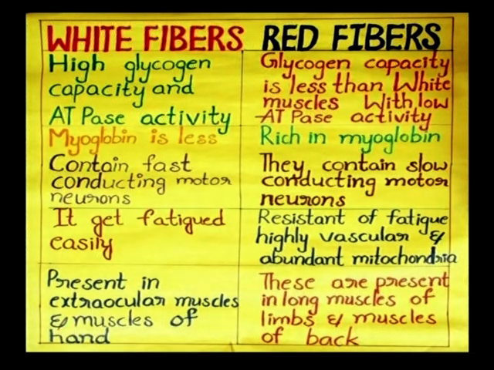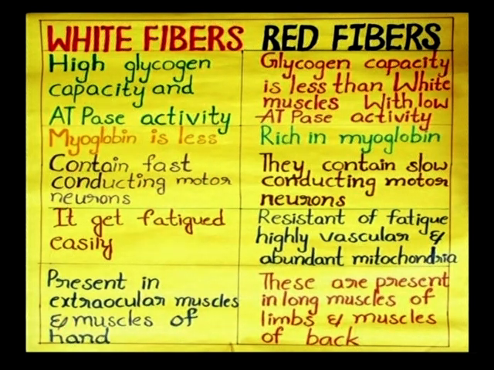White muscle fibers contain fast conducting motor neurons, and red fibers contain slow conducting motor neurons. White muscle fibers get fatigued easily. Do you know what fatigue is? Fatigue is tiredness. Red fibers are resistant to fatigue, highly vascular and abundant in mitochondria.